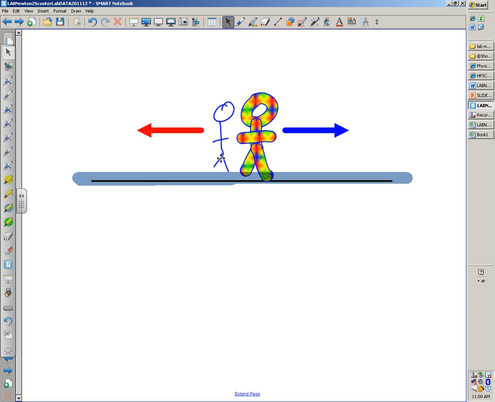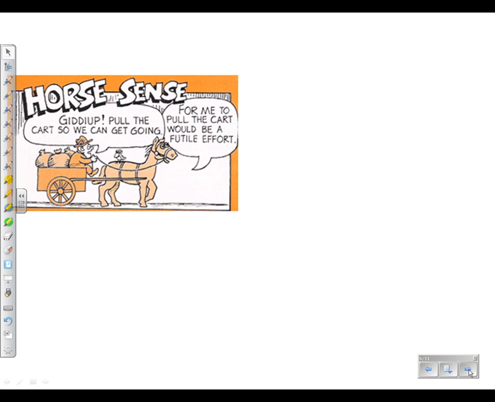Good there? So, here is a famous application of this situation that shows up somehow, some way in pretty much every physics book I've ever read before, okay? And it's on the front. So, it's the horse and the cart, okay? Pay no mind that there's a horse that's talking in this cartoon. It just happens to be part of it. So, the farmer says to the horse, hey, giddy up, pull this cart so we can get going. And the horse says, no can do, my friend. It's not exactly what he says, but it's the gist of it. He said, for me to pull this cart would be a futile effort.